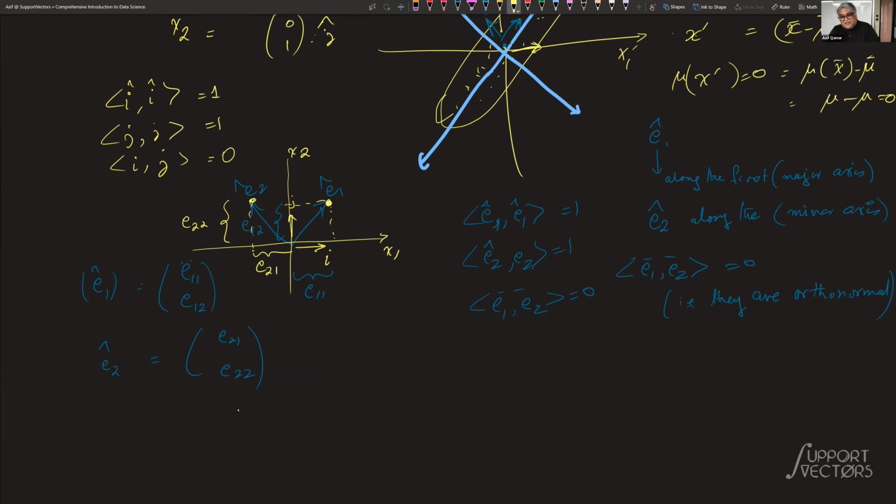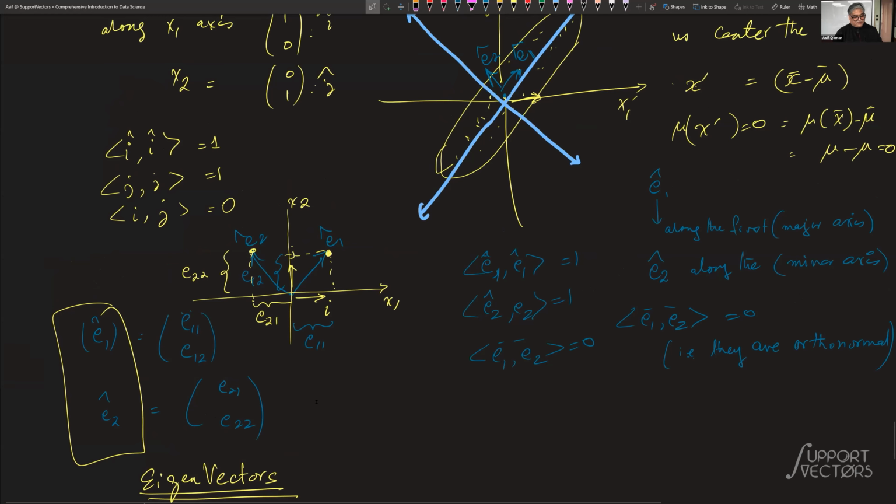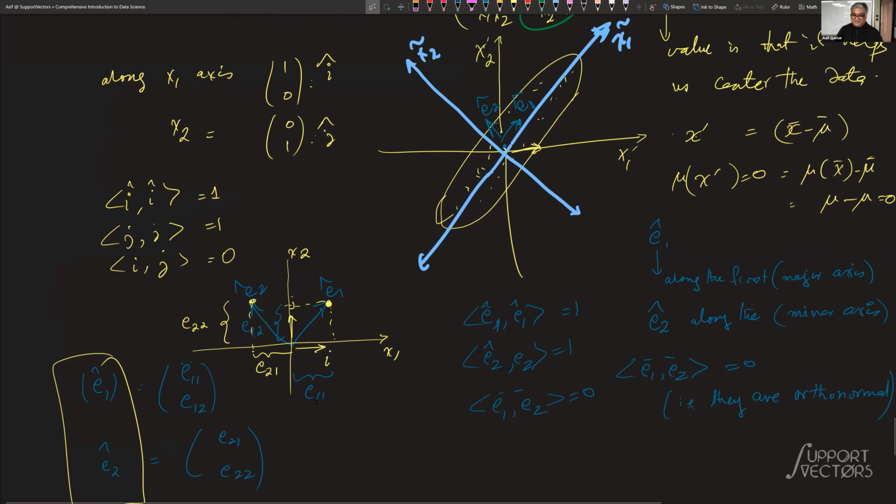Right. Now there are names for these vectors. These two vectors, E1 and E2, are called eigenvectors. That is their formal name. There is also something called an eigenvalue, and I'll explain what that is.